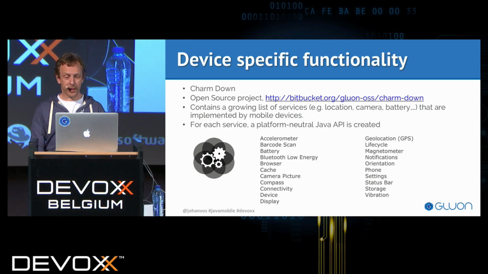Back to the question we had earlier. Device-specific functionality is indeed supported. We have a library, it's called Charmdown. It's an open source project. Much of the code from Gluon is developed in the open source. And Charmdown contains a list of services that implement native functionality. So we have a cross-platform Java API that conforms to the Java patterns and the JavaFX patterns. So we try to have a very familiar API for developers to access that functionality.